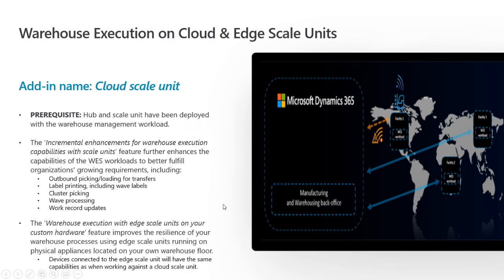And then the other one, also a mouthful, is the wave execution with edge scale units on your custom hardware. So these are your on-prem, not cloud hosted devices that you are using to connect to the hub or the back office. So this feature just has some improvements for the edge scale units that are running on your physical devices that are on your warehouse floor. So the note here is that those devices that are connected to an edge scale unit on-prem have the same capabilities as when working against a cloud hosted scale unit. So there should be, like from a user experience or functionality, no difference in those edge scale units versus the cloud scale units.